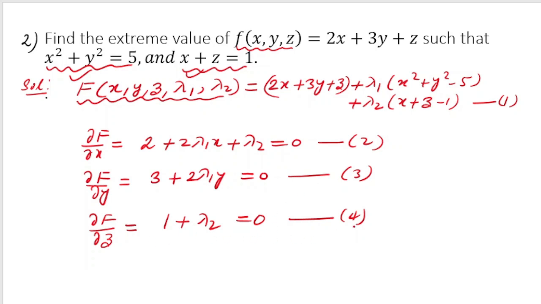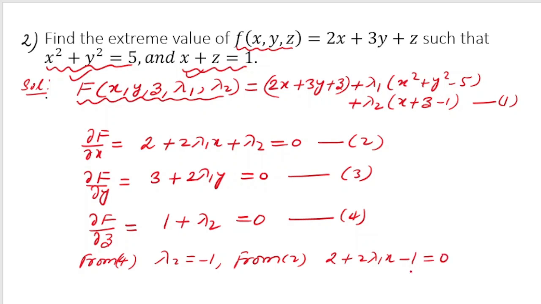So to solve this, from equation 4, what we get? From 4 we get lambda 2 is equal to minus 1. And I put lambda 2 is equal to minus 1 in equation 2. So from 2 I will get 2 plus 2 lambda 1 x, and lambda 2 is equal to minus 1, so that is equal to 0. So this will give me 1 plus 2 lambda 1 x is equal to 0. So this will give me x is equal to minus 1 by 2 lambda 1. Okay, so this is the value of x that I have got.